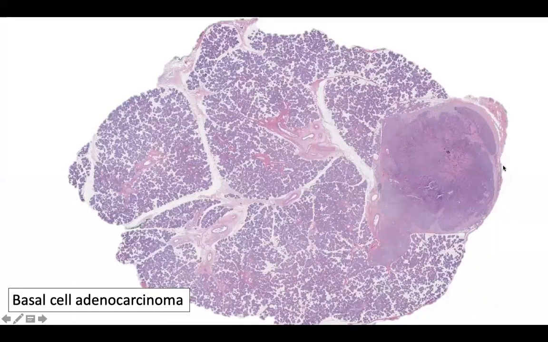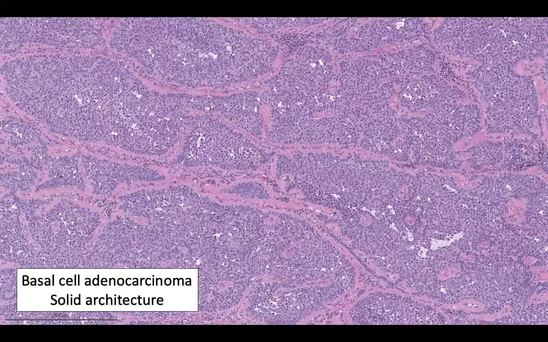So here are some more examples. Notice that it has this sort of pushing infiltration and it's encapsulated here. That's very different from some things that might be on the differential, like adenoid cystic carcinoma, which isn't encapsulated. Those are just widely infiltrative. This more has the type of invasion pattern you would see with a follicular carcinoma of the thyroid, where it's pushing, as opposed to PTC, right? Which is more infiltrative, like the adenoid cystic carcinoma kind of thing.